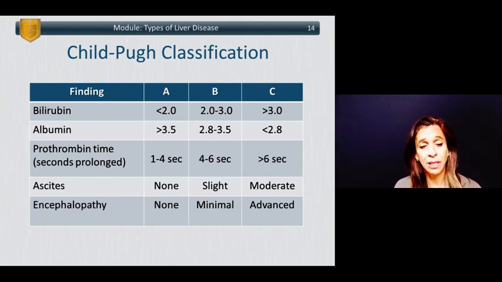The presence or absence of ascites and encephalopathy are the last two components. There have been criticisms of the Child-Pugh classification because these are subjective. But if there's no ascites and no encephalopathy present, it's an A. If there's slight ascites and minimal encephalopathy, it's a B. And when there's more moderate ascites and more advanced encephalopathy, it's a Child-Pugh C.